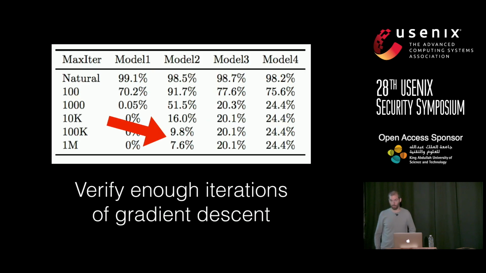The other thing is that you have to actually verify you've done enough iterations of gradient descent. I mentioned earlier that maybe 100 or 1,000 is good. Turns out sometimes it's not. And here's some defense that these people ran where they were still getting improvements in attack success rate when going from 100,000 to 1,000,000 iterations of gradient descent. I don't know what's going on here, but I'm really glad they ran this experiment. It's really nice to see these kinds of results.